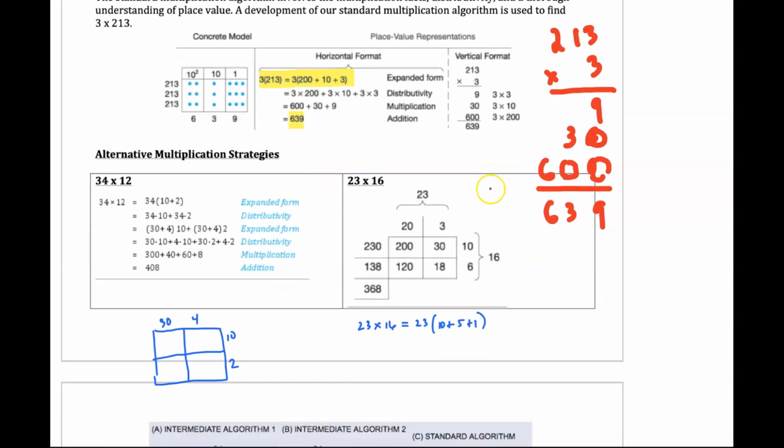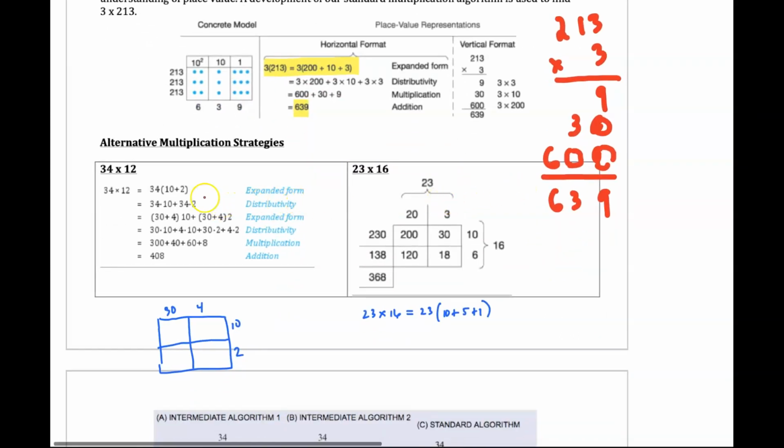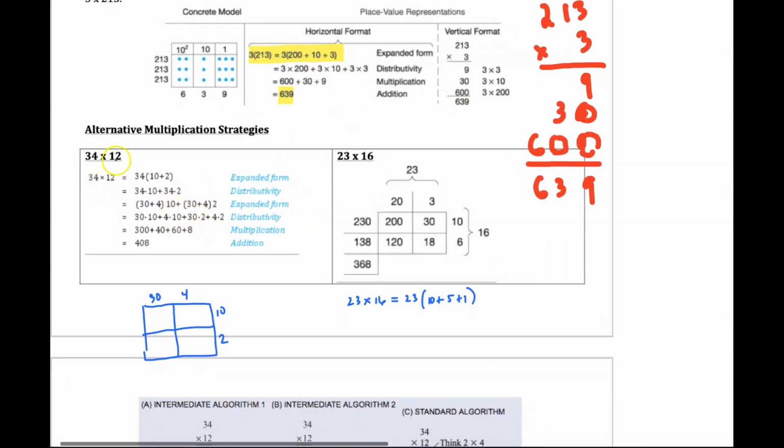There are alternative strategies to do this. Again, one is through distributive property or horizontal format. You can see here 34 times 12 is 34 times 10 plus 2, and you can get 408. Another way to think about it is through a picture here to a rectangle.